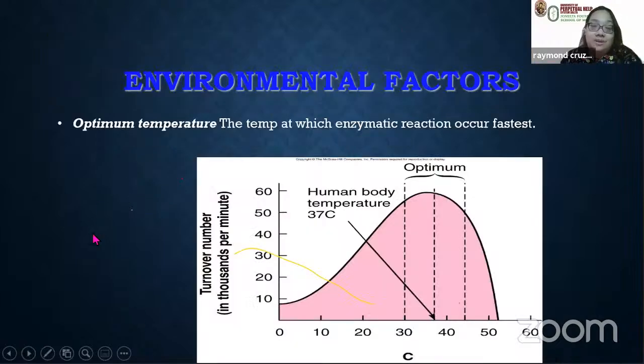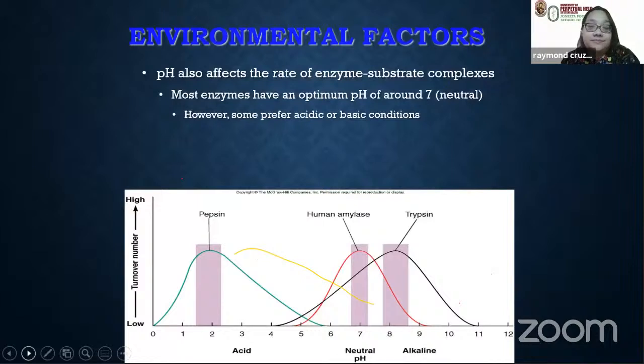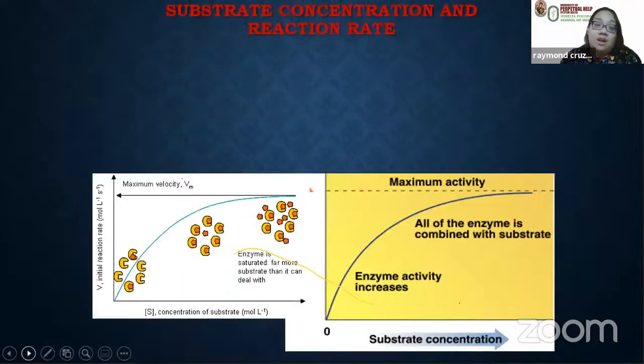So this is the optimal temperature. Anything more than your 37, 40 would denature your proteins. This is your pH. Your pepsin and trypsin would want acidic or alkaline environments. And this is your maximum velocity. The enzyme is saturated, with far more substrate than it can deal with, so it will not change your reaction anymore because all of your receptors are already combined with your substrate.